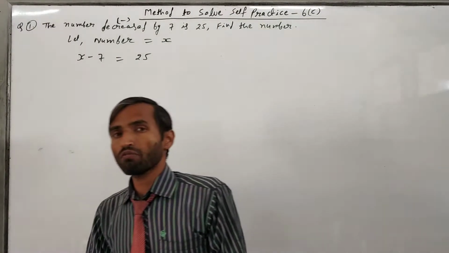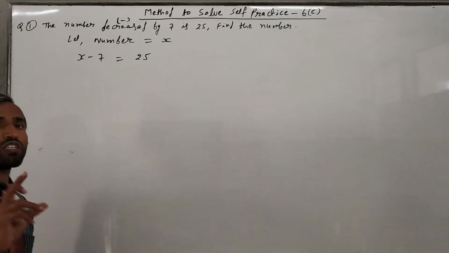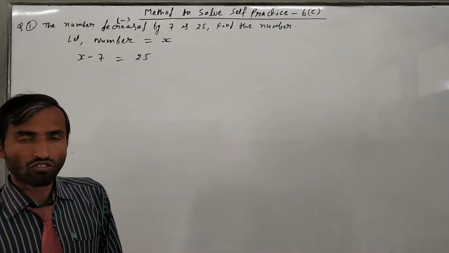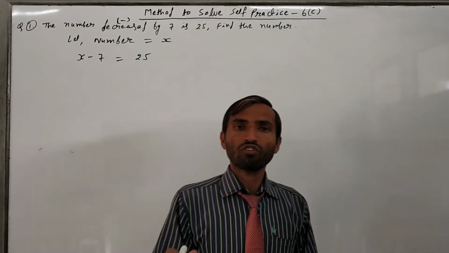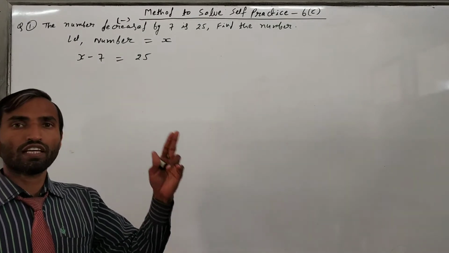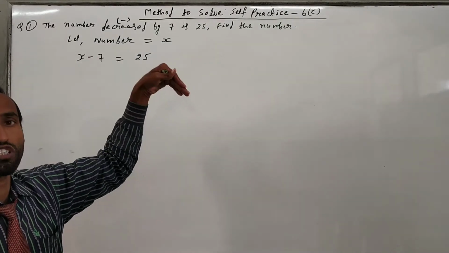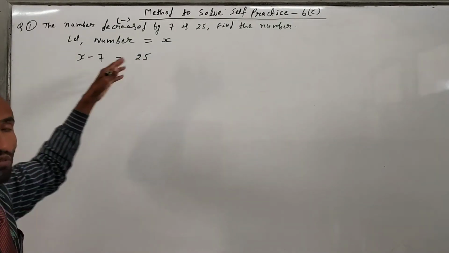The main thing in a word problem is that you have to frame the equation. If you frame the equation, then you can solve it easily, because you already know how we solve it. We have already done two exercises, 6a and 6b. Now this one is 6c. In this, first of all we have to make the equation, then solve the equation. The solution part is the same.